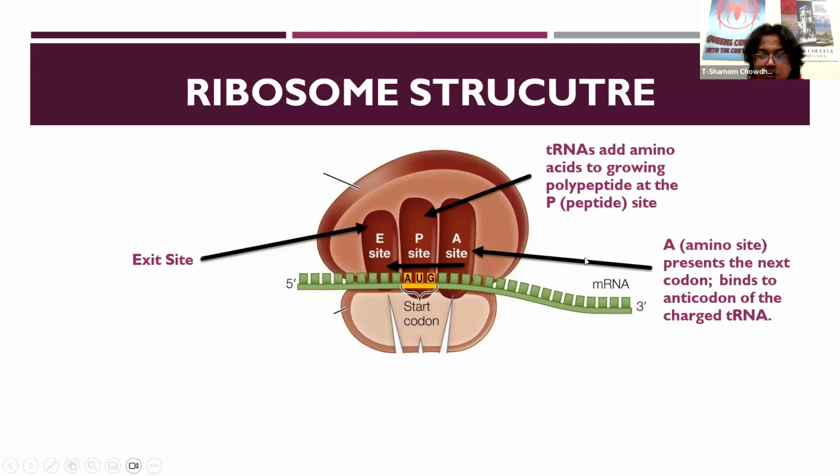The polypeptide is being created this way. The codons will slowly move towards the right, while your polypeptide will be exited towards the left. E is your exit site. P is where amino acids are added to the growing polypeptide, and your A site presents the next set of three bases, and it binds to the anticodon of the charged tRNA.